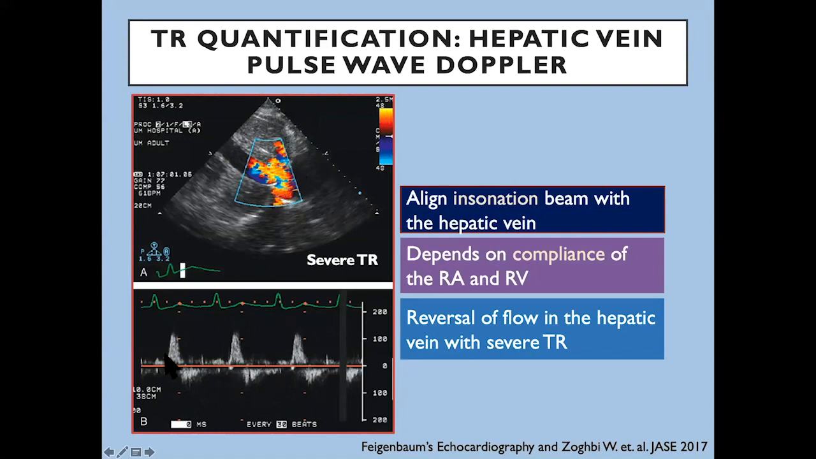severe TR. And you often see this flow reversal peaking after the QRS complex. These systolic reversals are considered very specific, more than 85% probability of severe tricuspid regurgitation when present, but they are also very insensitive.